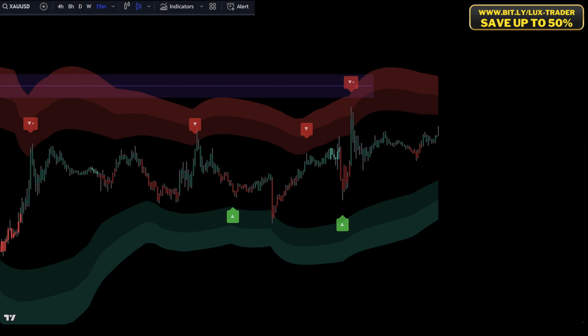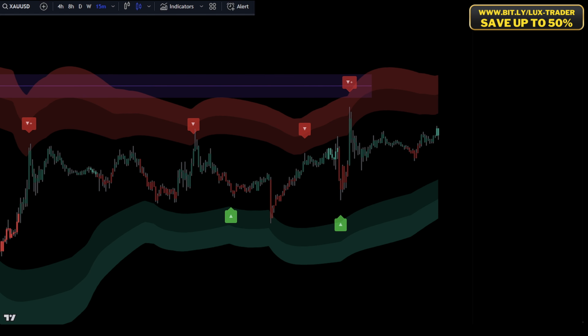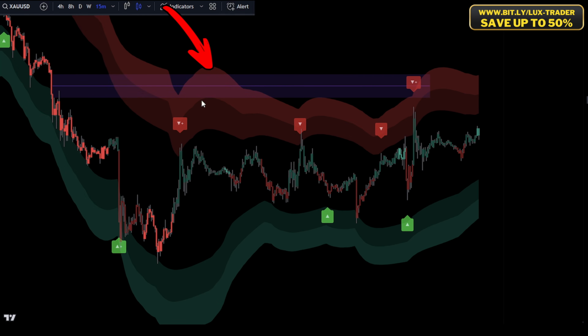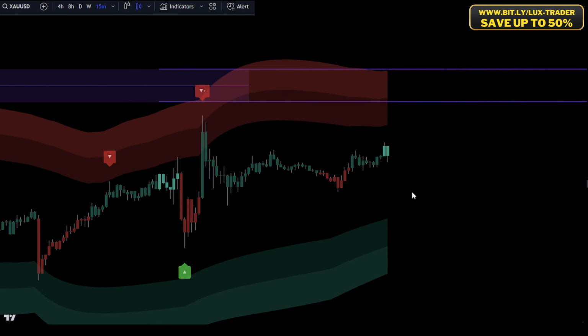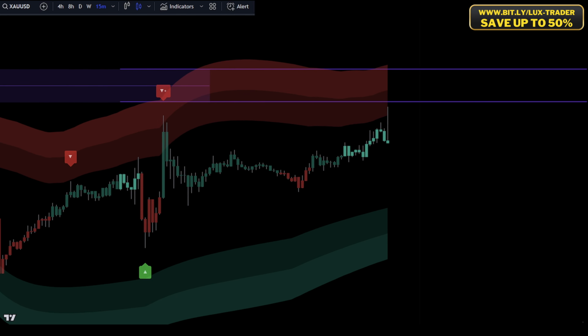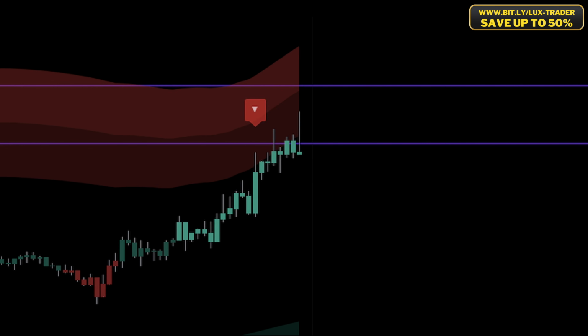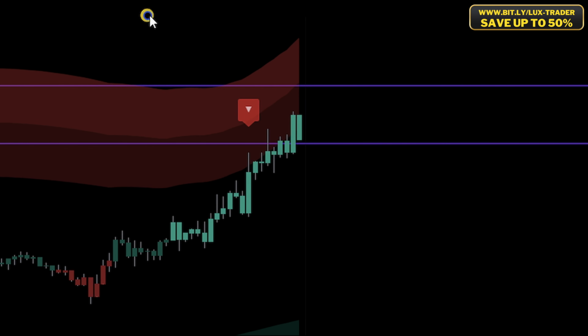To initiate a sell trade, 4 conditions must be met. First, you want to spot a bearish fair value gap sitting above the price action. A bearish fair value gap is this purple box right here and is automatically plotted on our chart by the Price Action Concepts indicator. Second, you need to wait for the price action to come back to this FVG.